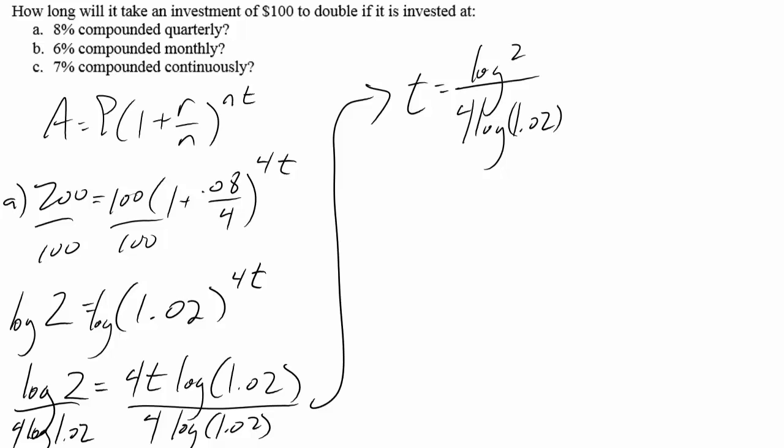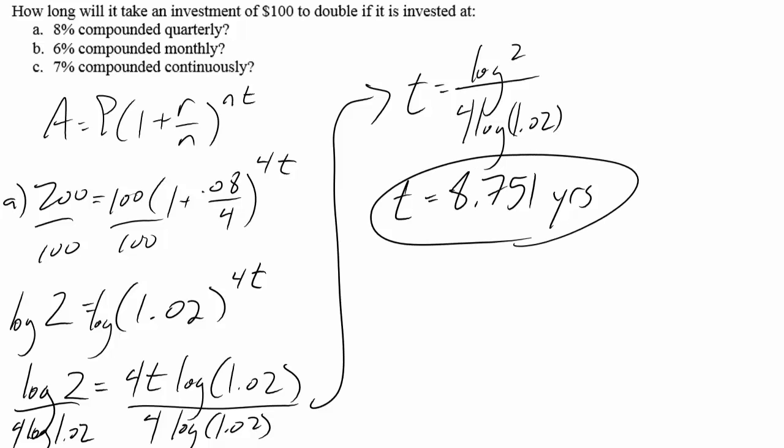So then we're just going to punch that into our calculator. Now the instructions here tell us we can round to 3 decimal places if necessary. And in this case, yeah, that's going to be necessary. So we punch all that in, and we discover t is equal to 8.751 years. All right, so that's our answer for part A.